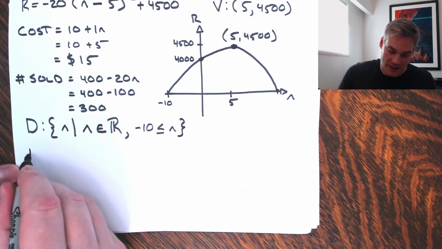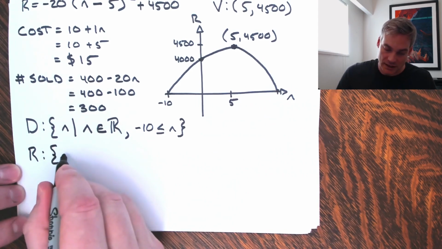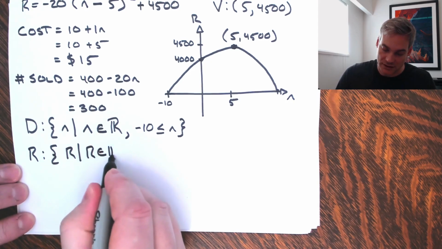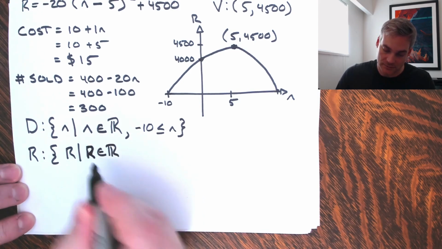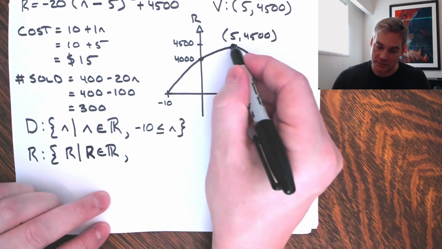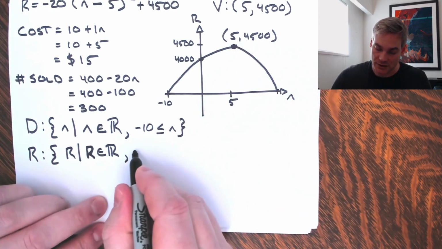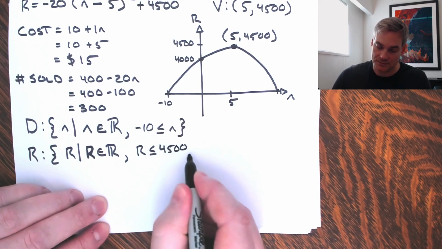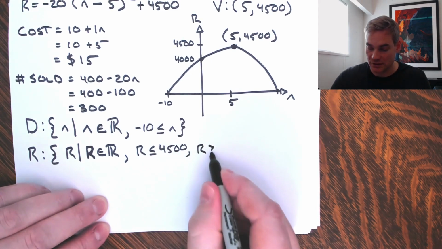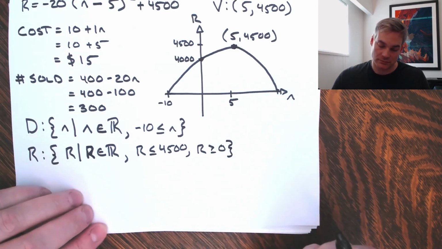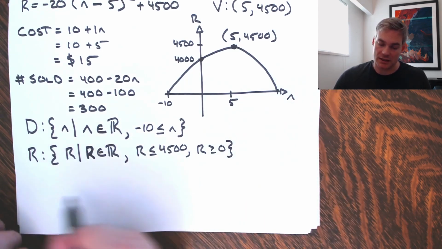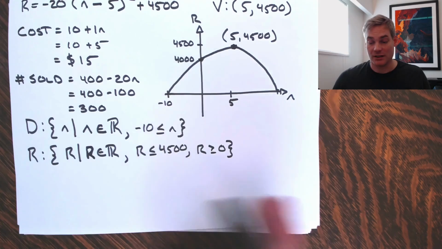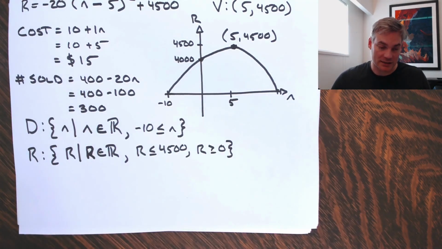Okay, and now the range is the revenue, such that the revenue is a real number, right? That's a funny looking R. And it has to be less than or equal to 4,500. It also, R has to be greater than or equal to 0, unless you want to give money away. But I think in this case, it's reasonable to assume that we are going to make $0 if we charge too much, or if we charge too little. And that's everything you need to know for this problem.